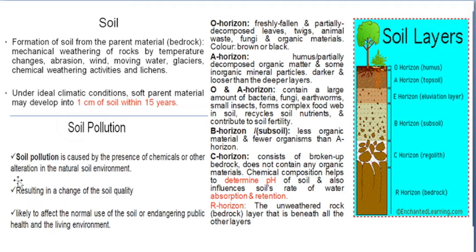So soil pollution, why is it caused? It is caused by the presence of chemicals or other alteration in the natural soil environment, resulting in a change of soil quality, okay, and likely to affect the normal use of the soil, or endangering public health and the living environment, okay. So my dear students, you can also prepare your notes from this teaching, which will help you in your upcoming examination, okay.